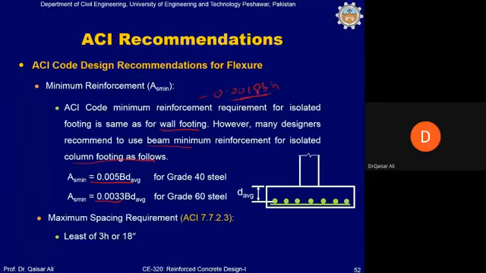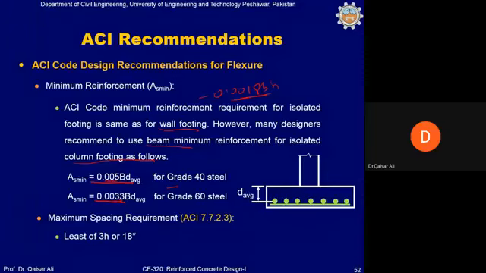It is very obvious because this is 0.005 and the slab is 0.0018, so it is almost 3 times this if it is grade 40. In the case of grade 60, it is 0.0033, which is almost 2 times the reinforcement that we use for slab. And what is the reason for this?